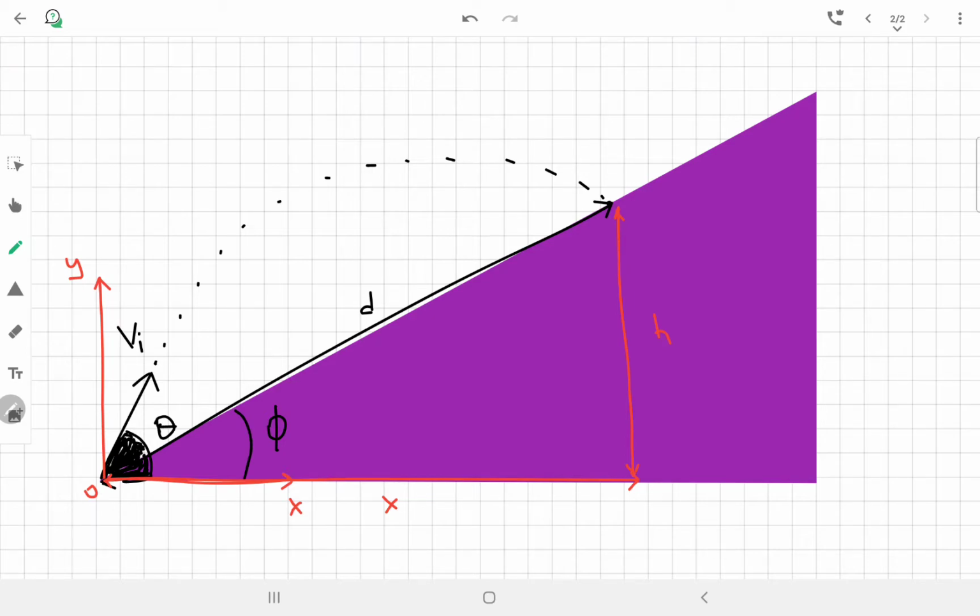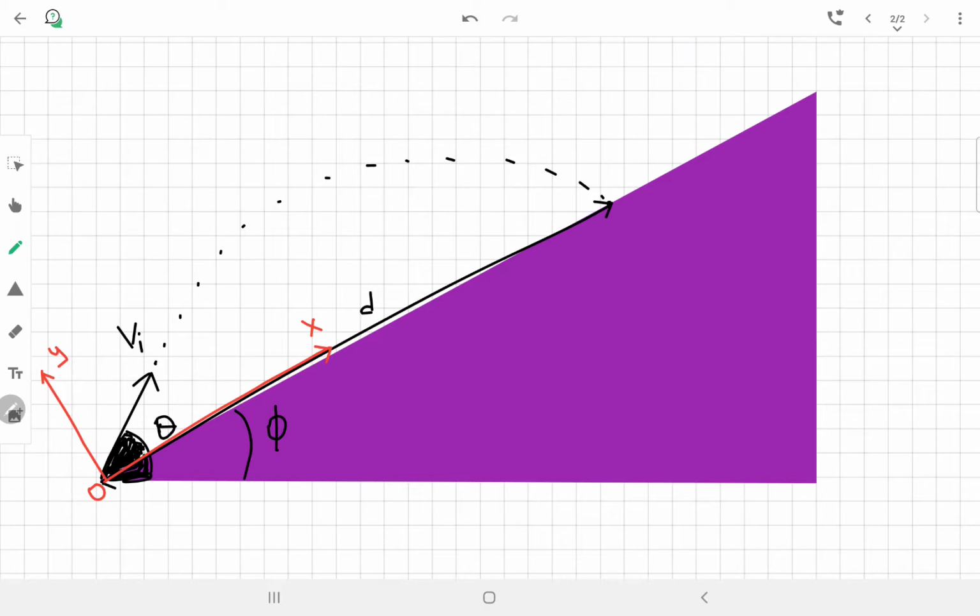Second way, very similar to this one, but we will choose our y and x axis in a different way. So the surface of this inclined plane will be our x axis. Like this, this will be our x axis. And the y axis, of course, is perpendicular to the x axis. So it will be directed in this direction, and this will be the origin.